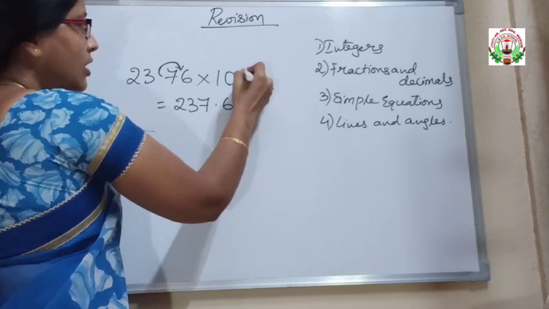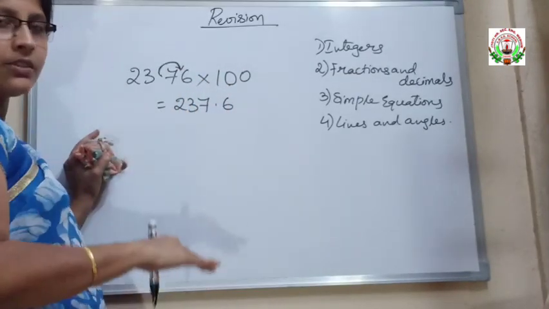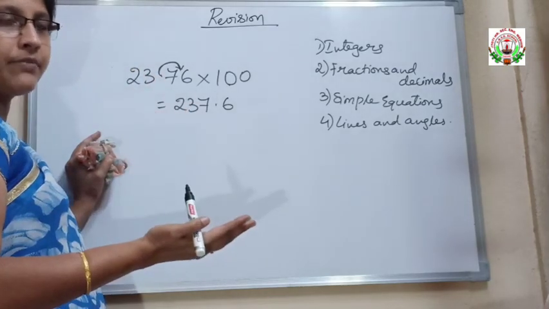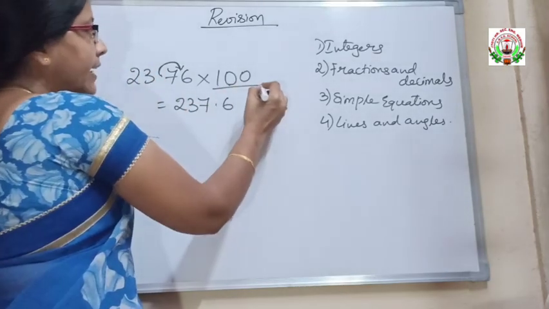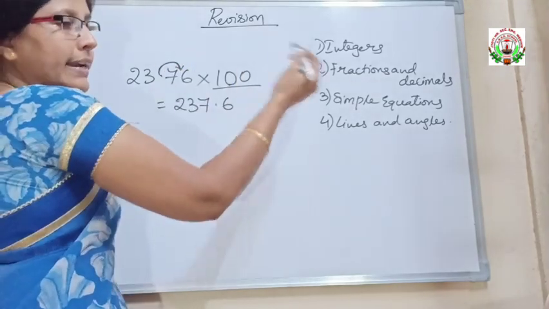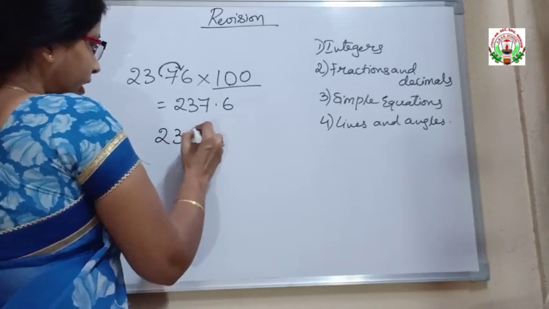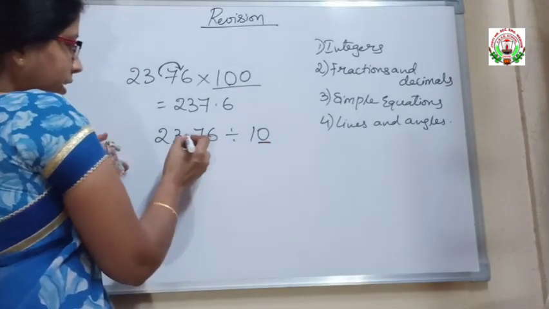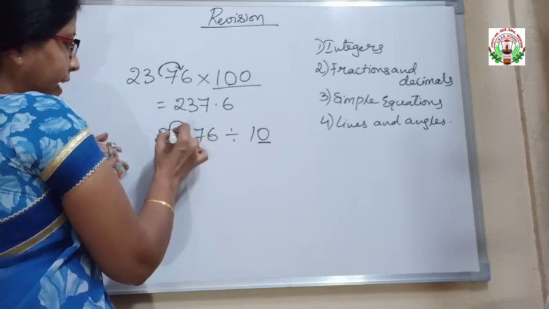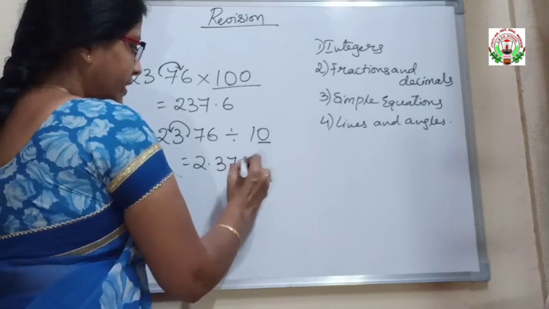If it is 2 zeros, the point moves 2 times to the left hand side. If it is 3 zeros, it moves 3 times to the left hand side. How many zeros it is having after 1, the point moves that many times. For multiplication, the point moves to the right hand side that much times. That is for division. If you are going to do it for division, divided by 10, the decimal point moves to the left hand side that much time. So the answer will be 2.376.